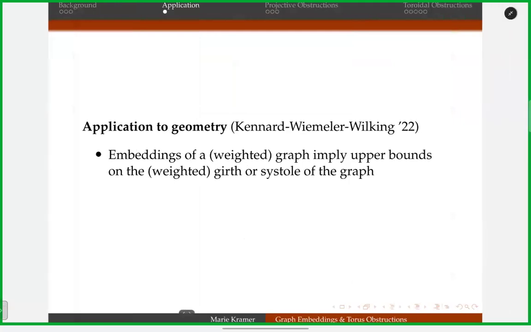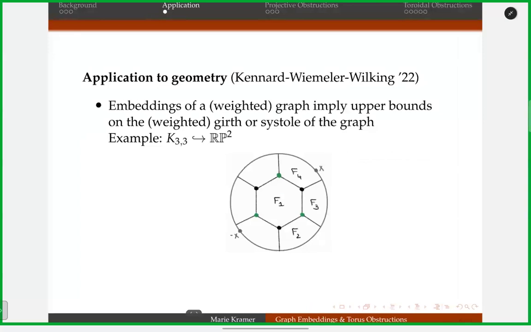Okay, let me talk about why my advisor cares about this. Everything that I'm talking about, I find fascinating just from a graph theory point of view. I come very much from a graph theory background. My advisor is a Riemannian geometer. But together with his collaborators, he found an application of graph embeddings to geometry that actually helped them solve one of their problems. And as it turns out, if we know what an embedding of a graph or a weighted graph into a surface looks like, we get bounds on the weighted girth or systole of a graph.